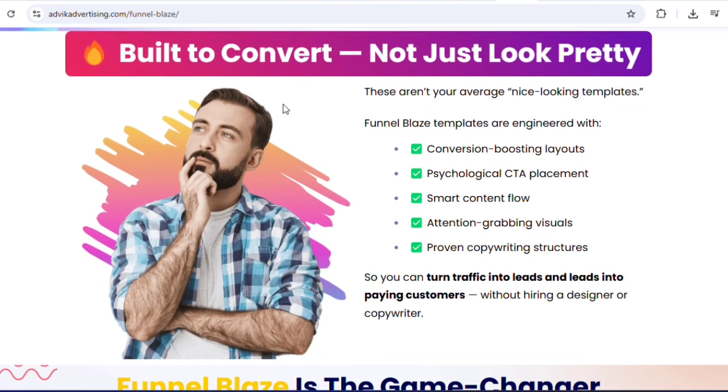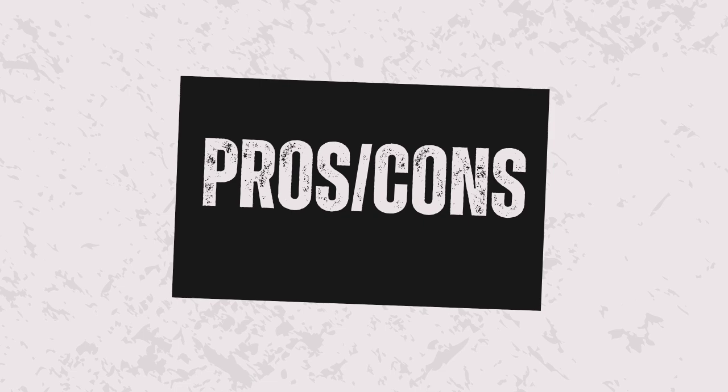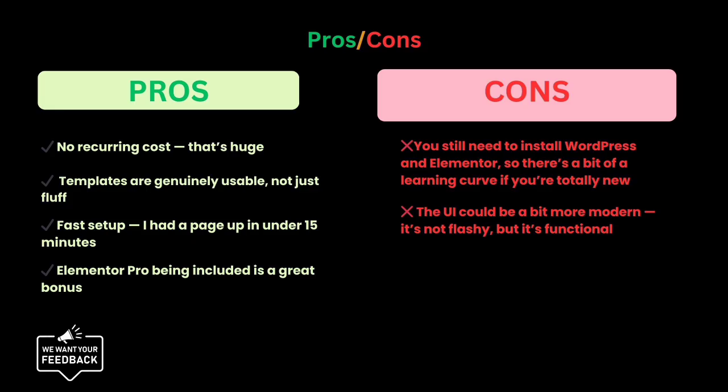Pros and cons. Pros: very beginner friendly, an affordable one-time payment instead of monthly fees, and good for freelancers and small businesses. Cons: limited advanced customization compared to bigger tools. Email automation is basic, not for complex sequences.